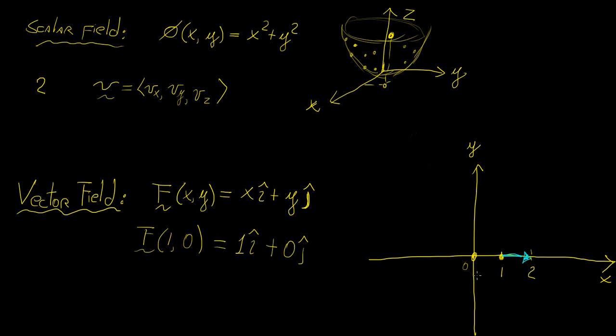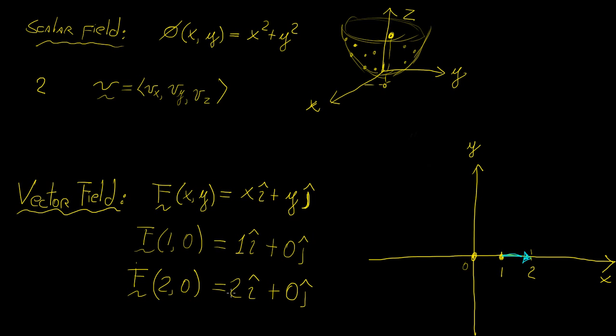So this is essentially the vector at this point. Now how about we extend this? Let's say I take another point. Let's say I take the point 2, 0. Then what are we going to have? Well, we're going to have this plus 0j. Alright? And now you start to see what's happening.